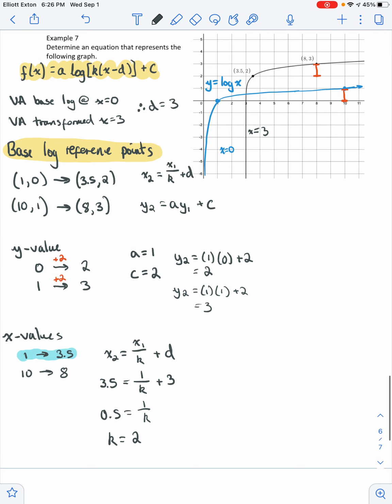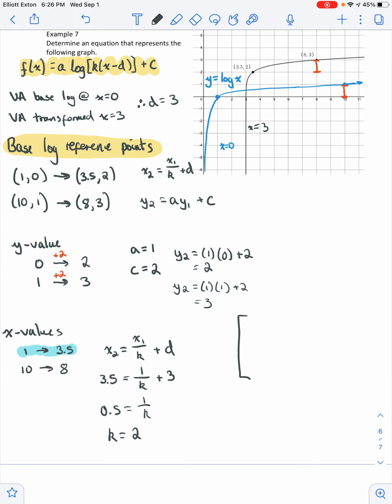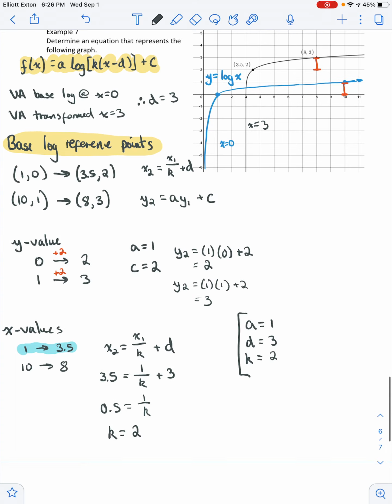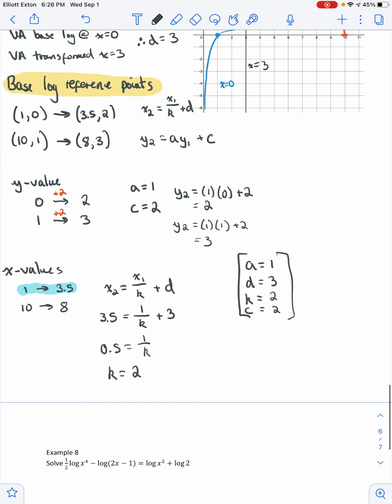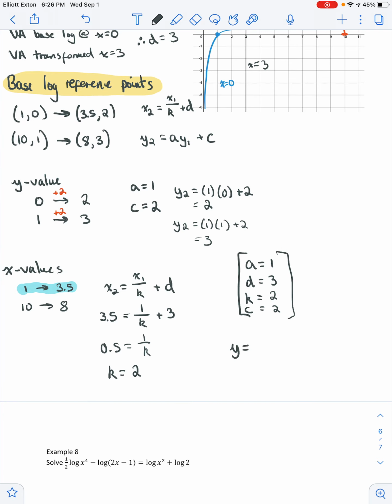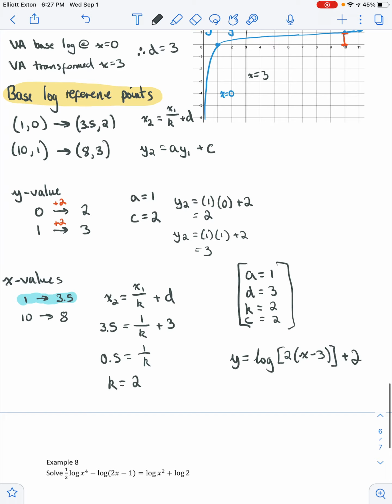Let's list them all out as we've now figured it out. Our a value is equal to 1, our d value is 3, our k is 2, and our c is 2. We put that all together and we'll get, oh, pardon me, I'm flying up. We'll get y equals log of 2x subtract 3, remember it's x subtract d, plus 2. And that's our final answer.